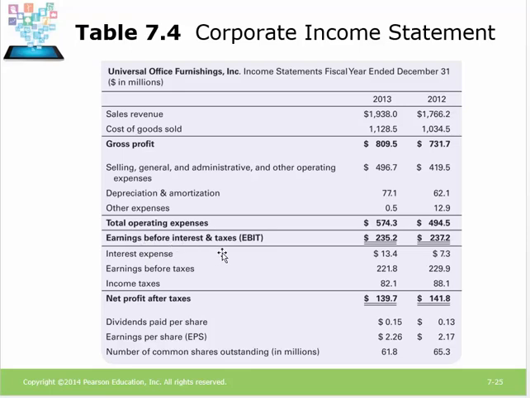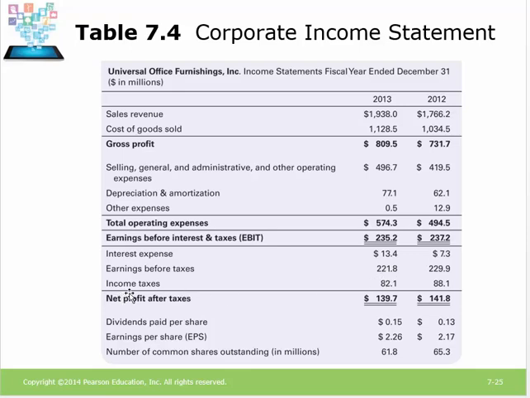So what do they have left over? Earnings before interest and taxes. This is sometimes referred to as operating income. So they have $235 million left over. Well, who gets that money? Well, there are 3 individuals or 3 entities that can get this money. First, they have to pay their creditors. They owed them $13.4 million. That left them with $221 million.